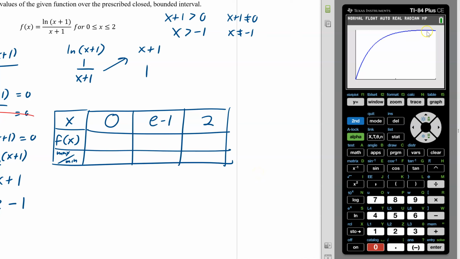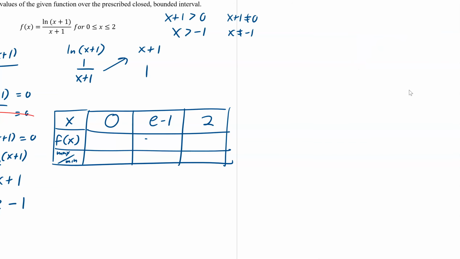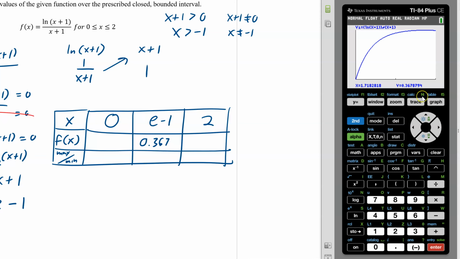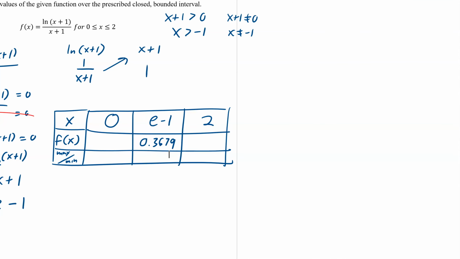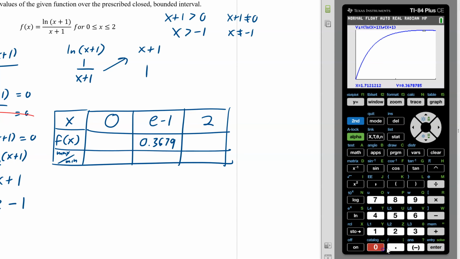All right, so you can kind of see that's probably our e minus 1. So let's check it. Trace. And then we go second e to the 1 minus 1. We hit enter. And that's it right there. So 0.3679, that's our first one. We'll do 4 decimal places. Now we're going to also plug in 0. So trace 0. That was 0.